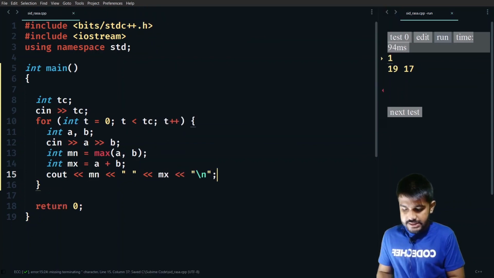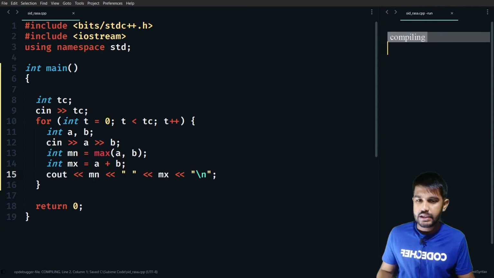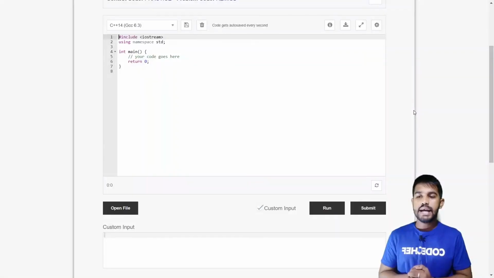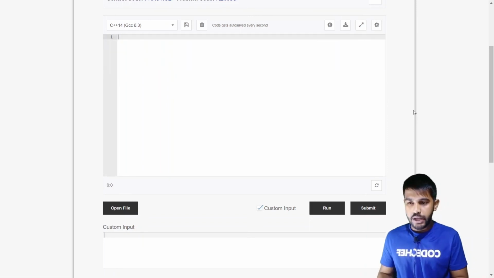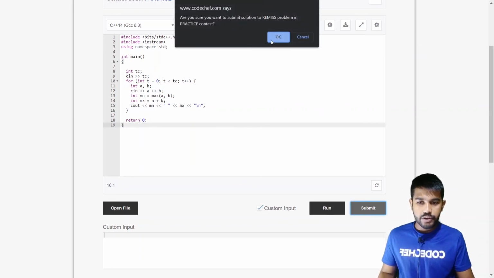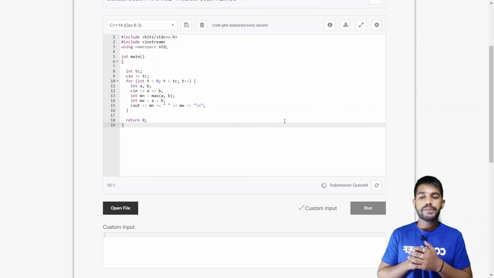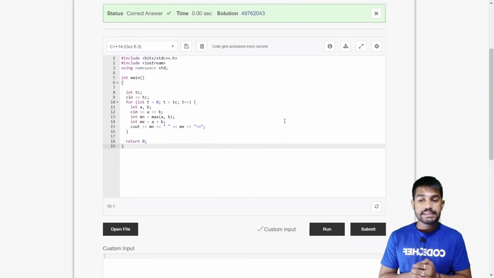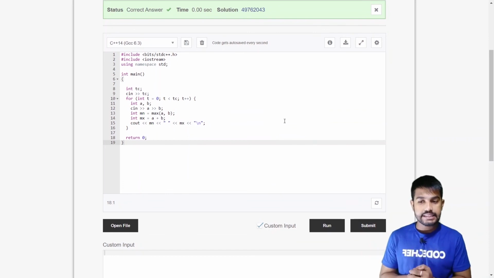Let's save this and run it. And it has passed the sample test case. Now let us submit this. At first we would remove the boilerplate and paste our code. Then we would submit, our submission is queued, and we would wait for the verdict. And yes, we got an AC.